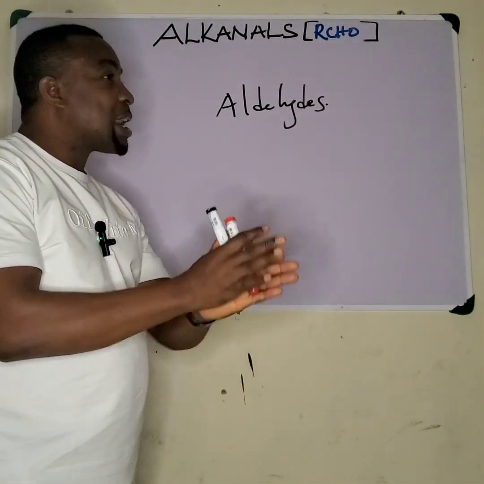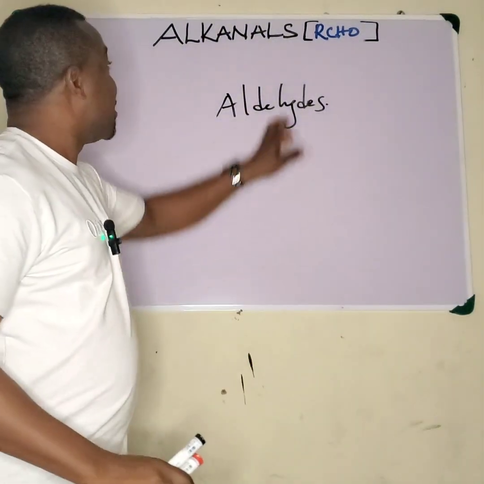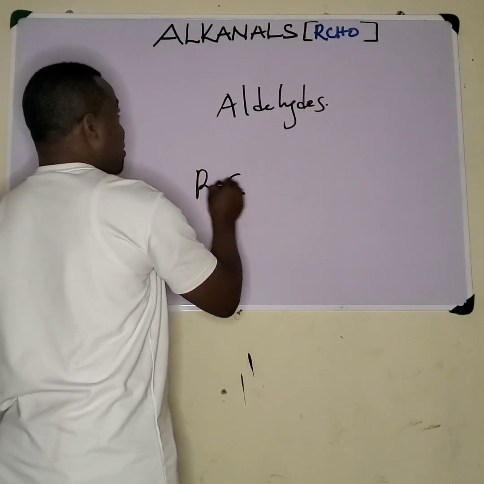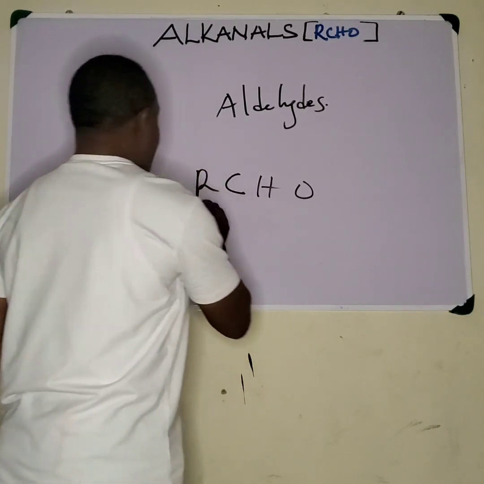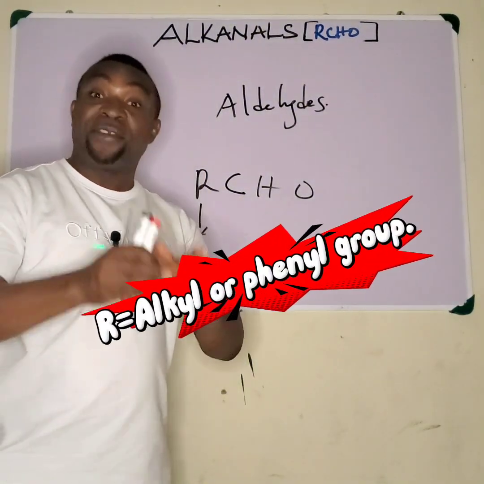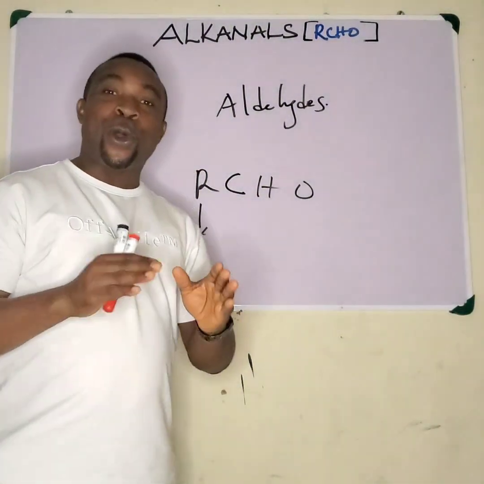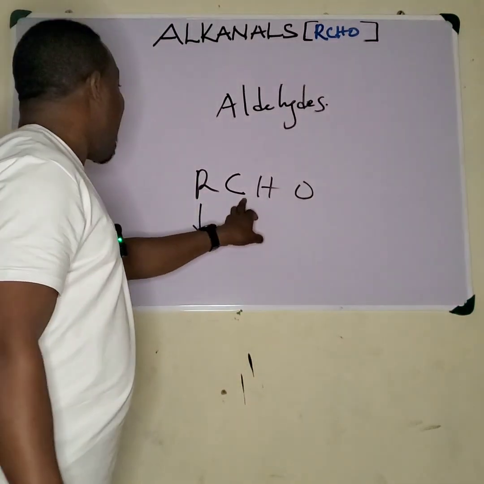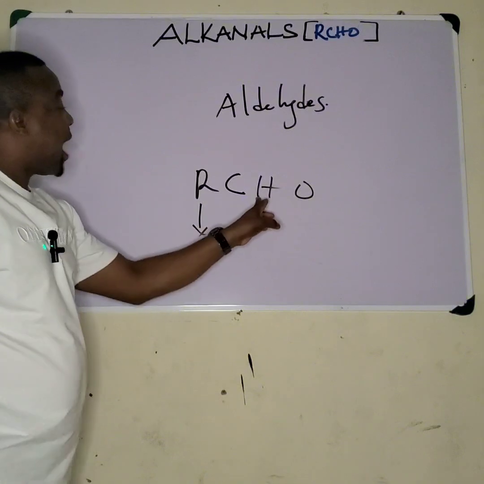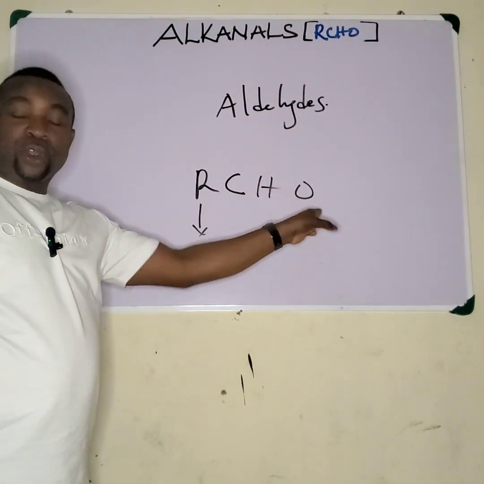The general formula for this group of organic compounds is RCHO, where R represents the alkyl group or the phenyl group. Why this R is attached to a hydrogen atom, then a carbonyl group.